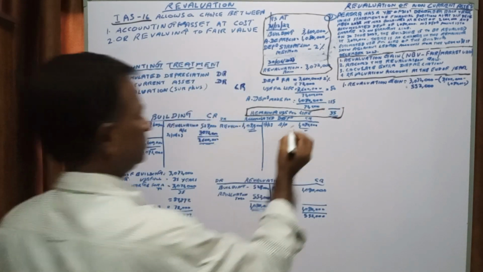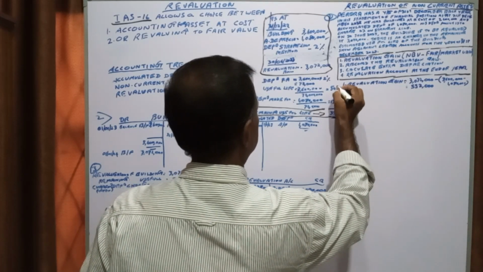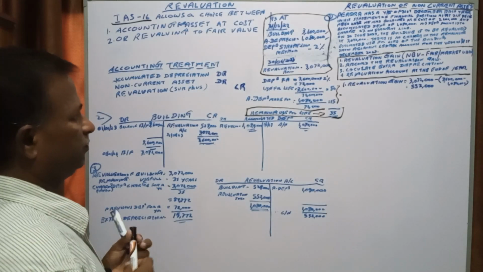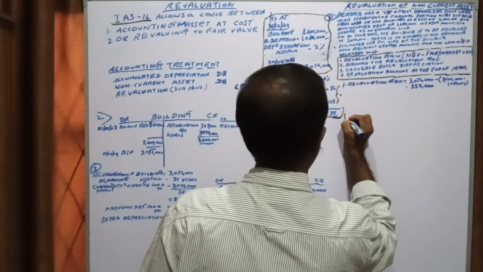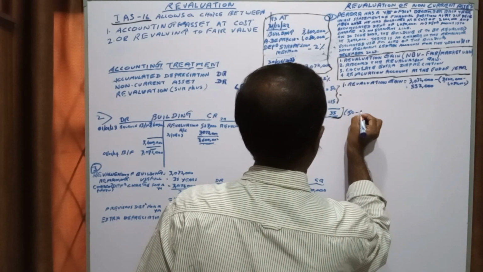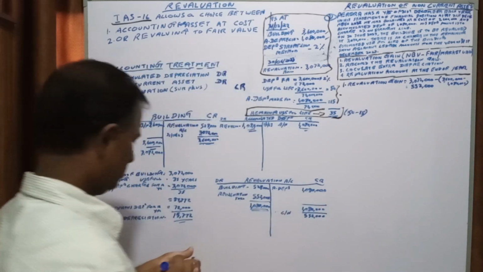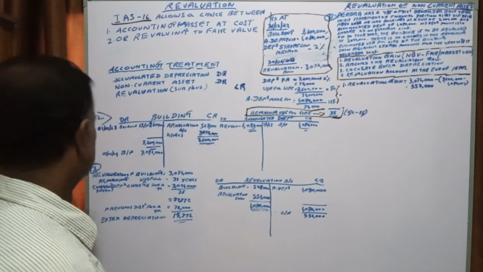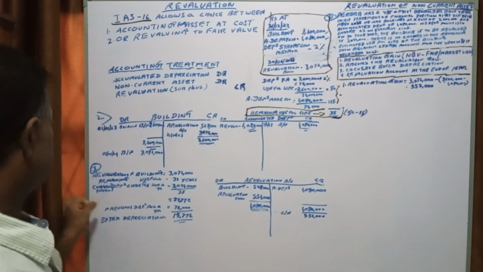Useful life. This is the remaining useful life. This minus this, the remaining useful life: 50 minus 45. That means 50 minus 15, right? So the remaining useful life is 35 years.